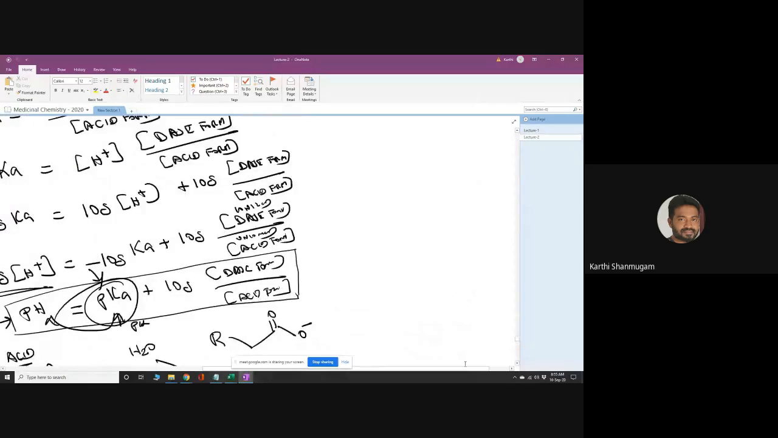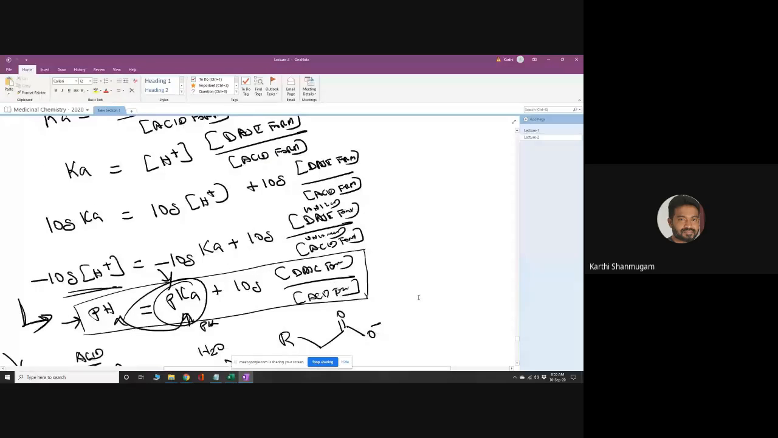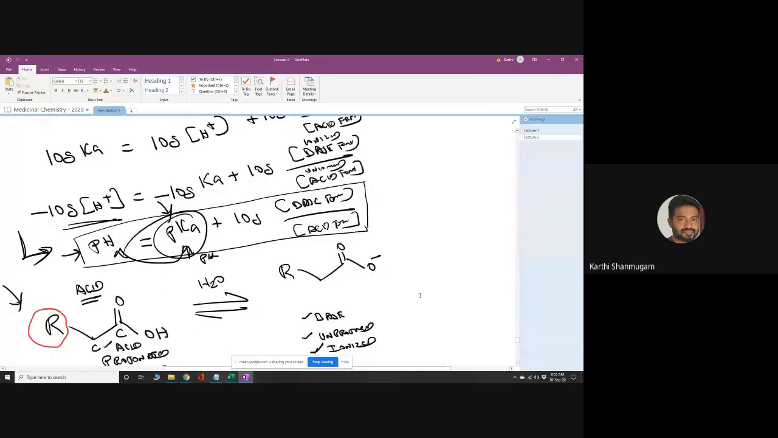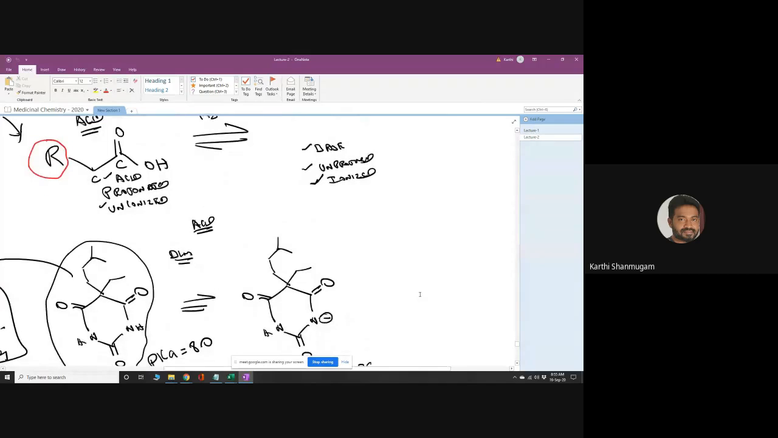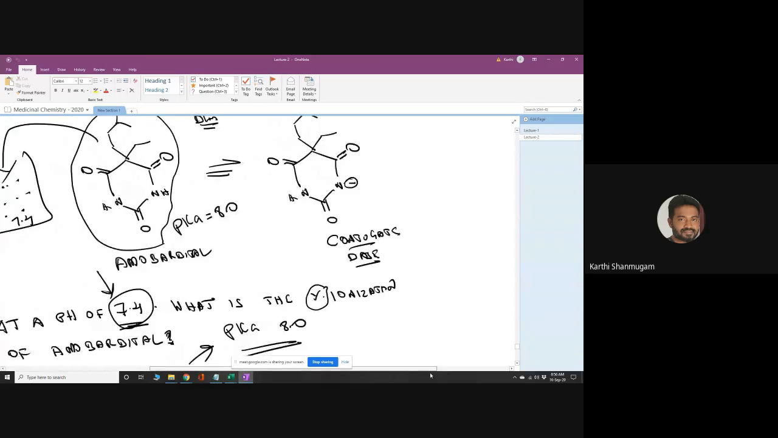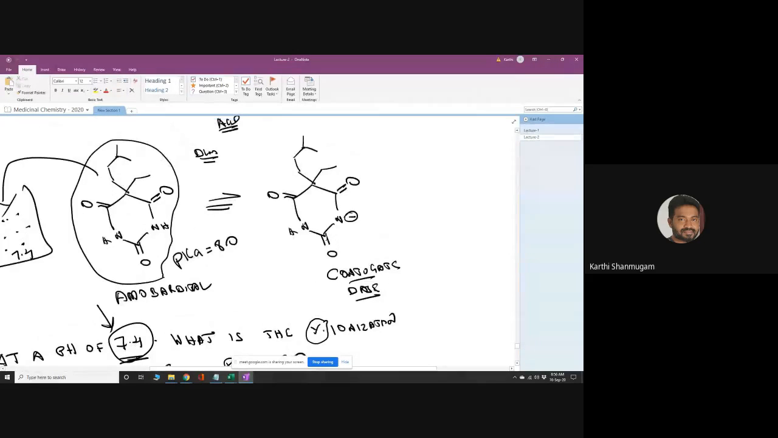So we derived the Henderson equation, which is pH is equal to pKa plus log base form by acid form. And we discussed what is acid form, what is meant by protonated state, what is meant by unionized state, what is base, what is called as unprotonated state, what is called as ionized state. Then we took one drug molecule as example, amobarbital, which is in its acid form. If you put this molecule in some basic environment, the molecule will be in a deprotonated state, that is the conjugate base of that acid.